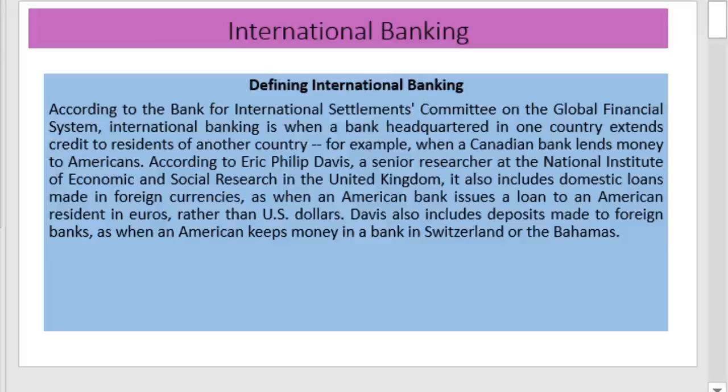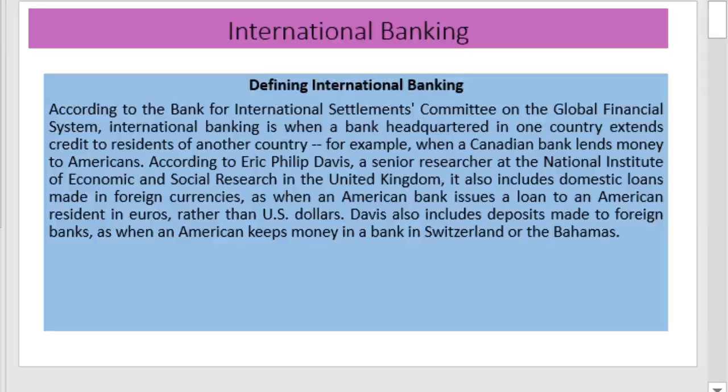Definition of international banking. According to the Bank for International Settlements Committee on the Global Financial System, international banking is when a bank headquartered in one country extends credit to residents of another country. For example, when a Canadian bank lends money to Americans, it is termed international banking.